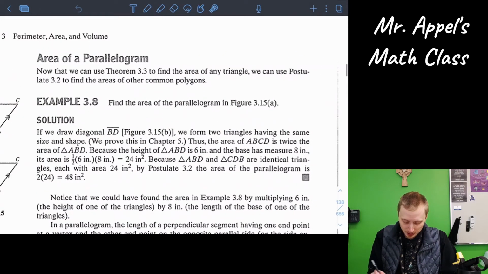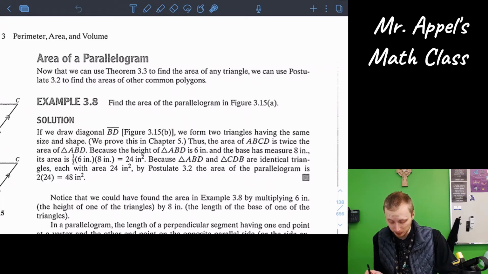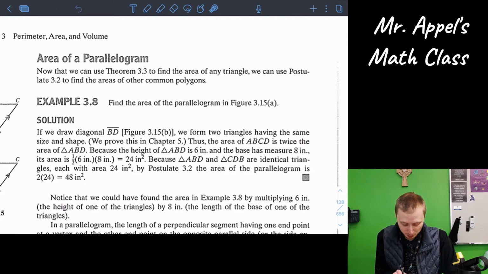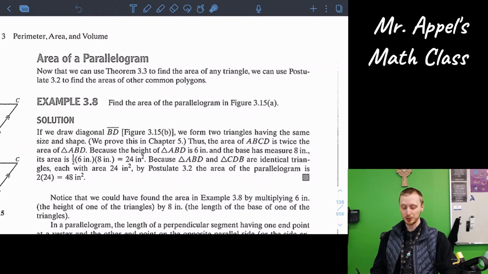First up, area of a parallelogram. Now that we can use Theorem 3.3 to find the area of any triangle, we can use Postulate 3.2 to find the areas of other common polygons. The theorem is found in the previous video. We'll get to the postulate here soon.